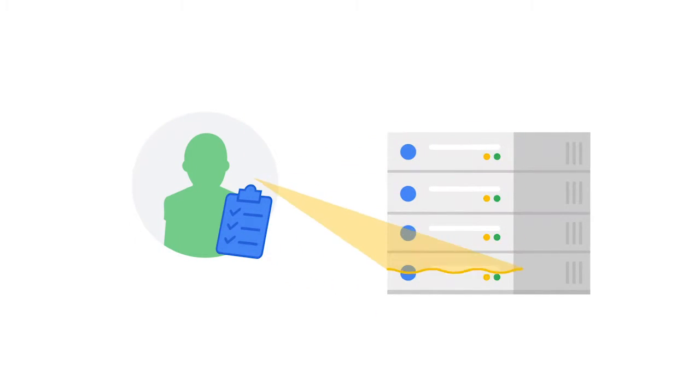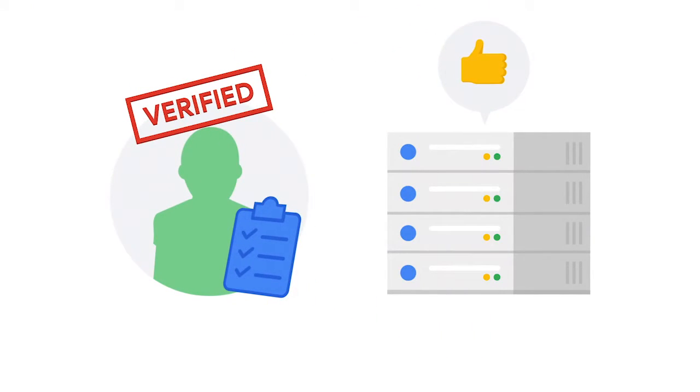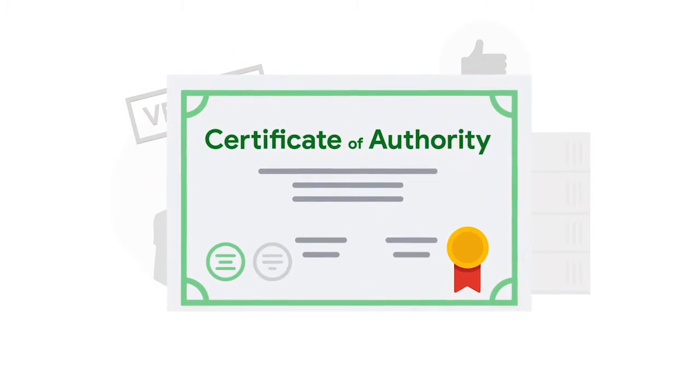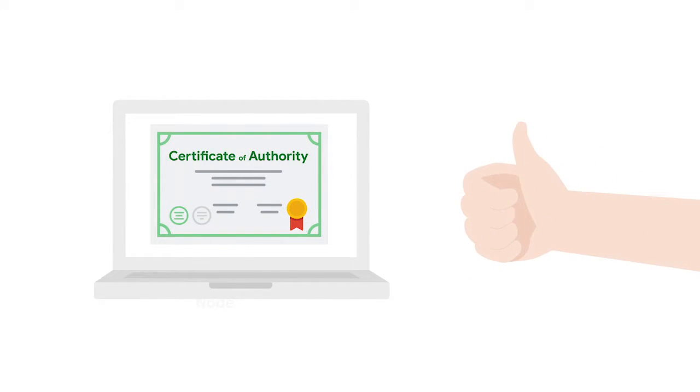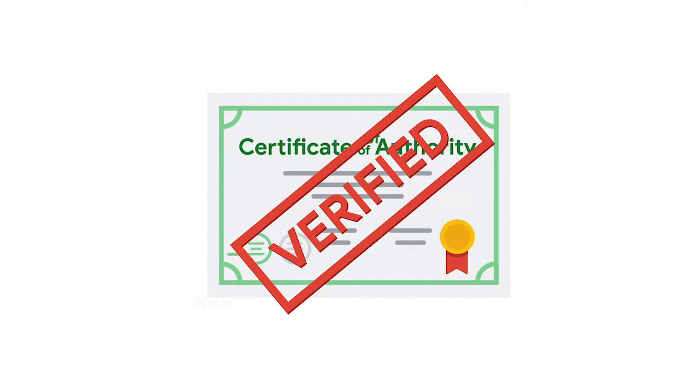Okay, but how do machines know which public keys to trust? This is where a certificate authority, or CA, comes in. The CA verifies the identity of the machine and then creates a certificate stating that the public key goes with that machine. After that, other machines can rely on that certificate to know that they can trust the public key, since it means the machine's identity has been verified.